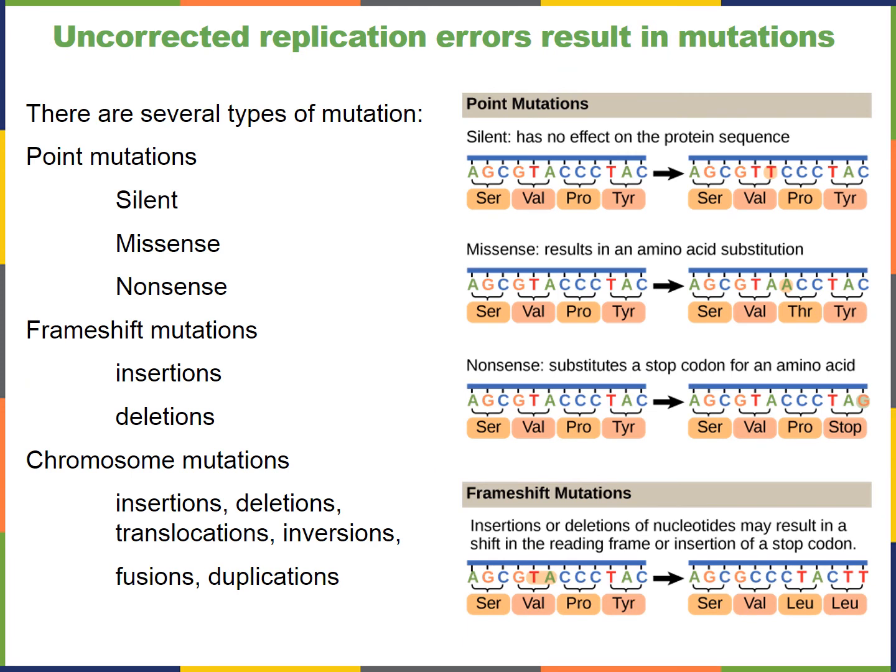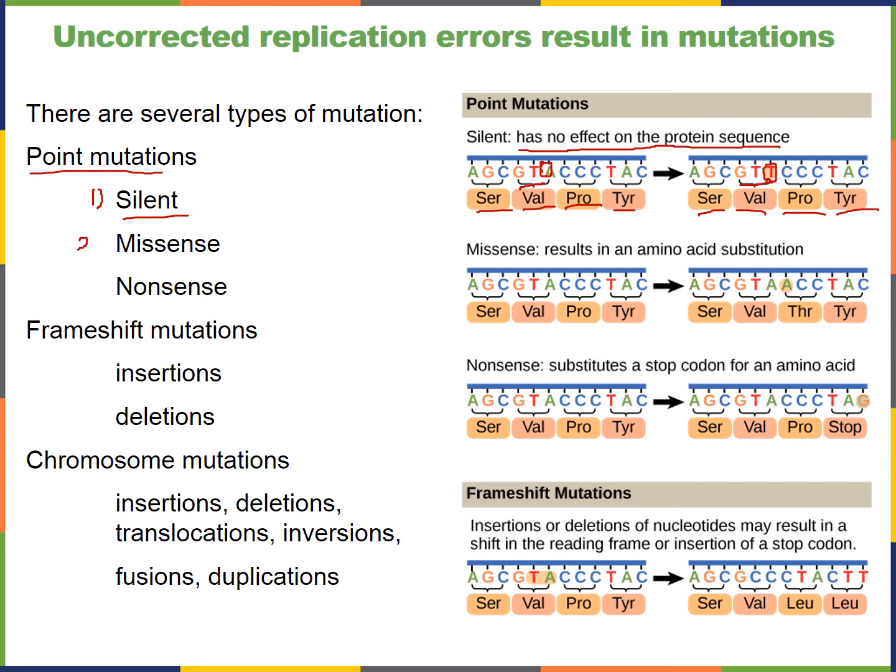So the first one we're going to talk about are point mutations. The first type of point mutation is known as the silent mutation. A silent mutation has no effect on the protein sequence. And you see a silent mutation in this position right here. So this T is changed from this original A. So GTA and GTT still code for valine, so there's no effect. We still have serine, valine, proline, tyrosine, serine, valine, proline, tyrosine here. So no change in the protein sequence.